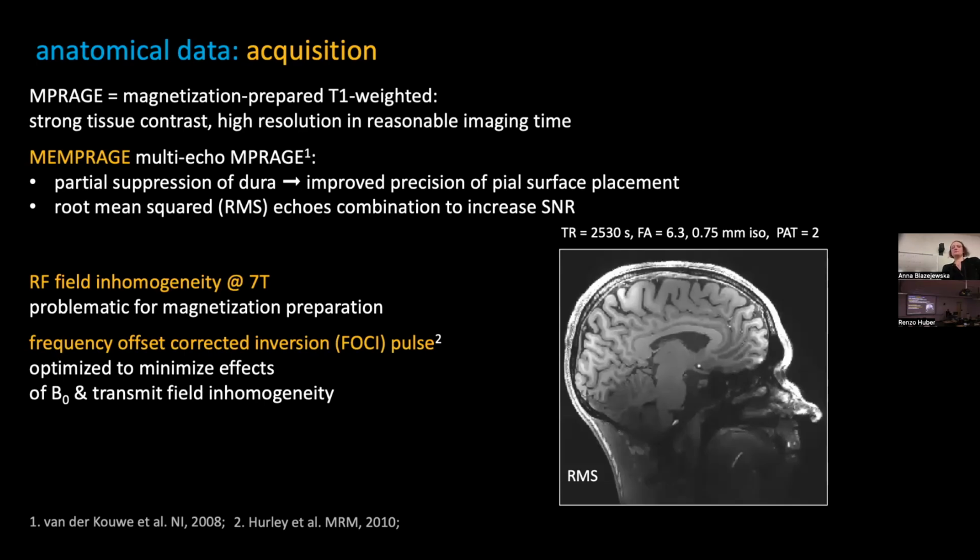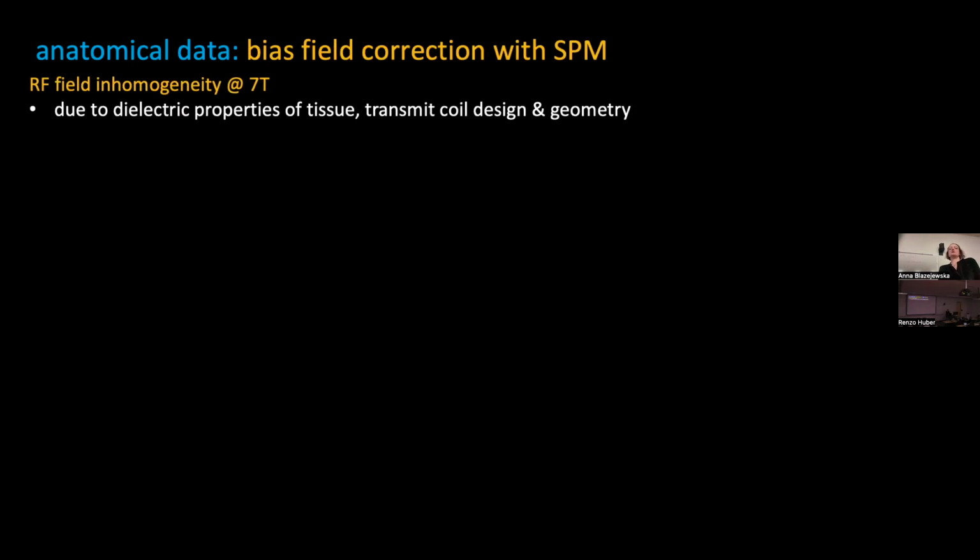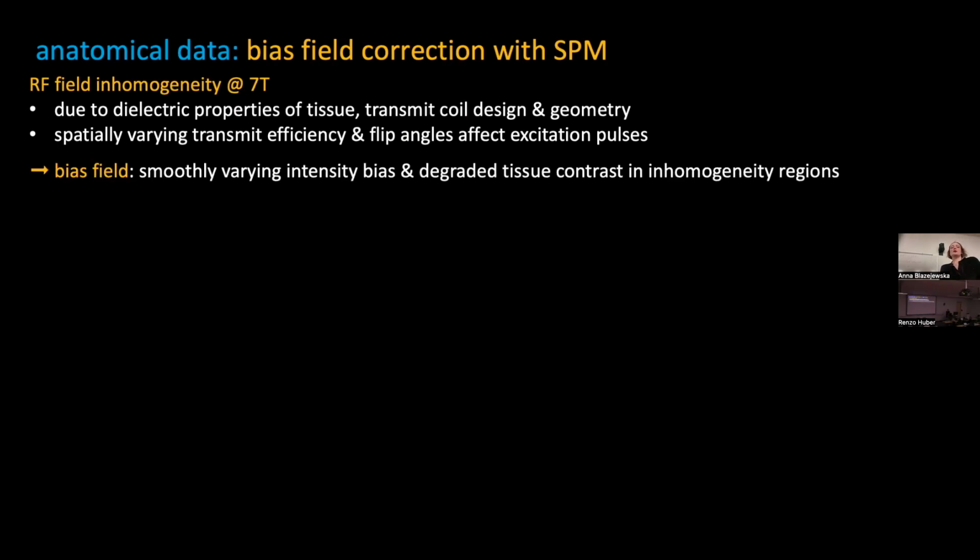run on them. Now, to go a little bit more on this inhomogeneity, this is something that is basically due to the properties of the tissue. It can be to some extent modified by transmit coil design or coil geometry. And in general, it results in spatially varying transmit efficiency across the image and varying flip angles that will affect our excitation pulses. And in the actual image, we'll see it as a bias field, which is a smoothly varying intensity bias, and also degraded contrast in the regions where the inhomogeneity is high.